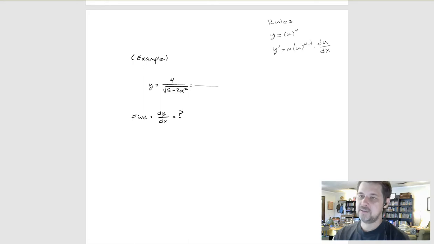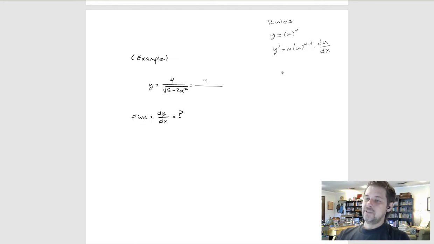First, roots are convertible to fractional powers. Okay? So with this as square root of 5 minus 2x squared, I could convert that to a fractional power. And then at least I would have a power in the problem, because the setup for our rule reads u to the n power. So at least I could write it as a power. Here's how we do it.